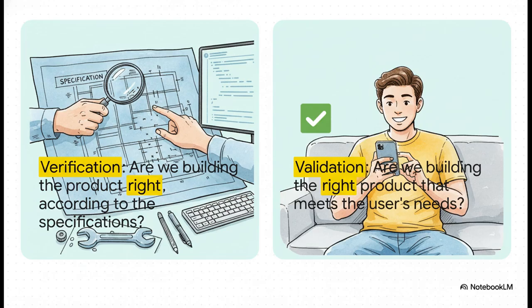On one hand, you have verification. That's asking, are we building the product right? Basically, does it match the blueprint we made in the SRS? But then there's validation, which asks a much deeper question. Are we building the right product? In other words, does this thing actually solve the user's problem in a way they like? You can build the wrong thing perfectly, so you have to pass both of these checks.